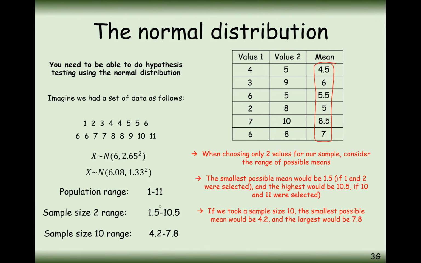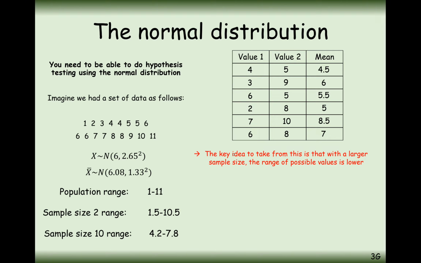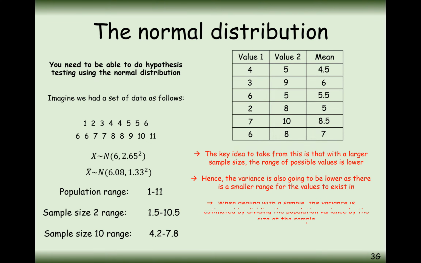So we can see here, the smaller the sample size that we pick, the higher the potential range of means is going to be. So the key idea to take away from this is that with a larger sample size, the range of possible values is going to be lower, only from 4.2 to 7.8, rather than 1.5 up to 10.5. Hence the variance is always going to be lower as there is a smaller range of values to exist in.